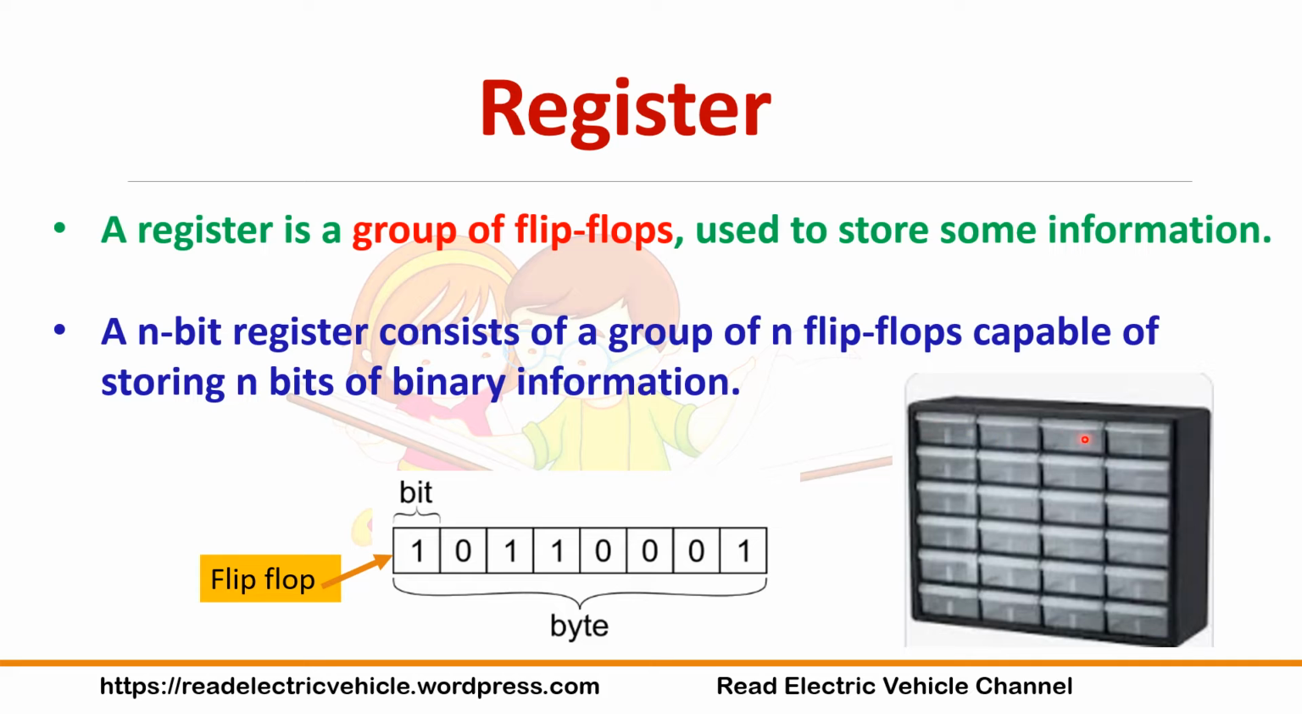Assume each box is a flip-flop. So here n flip-flops are connected together to store some information. Normally we use an 8-bit register, 16-bit, 32-bit, or 64-bit register. So a group of flip-flops will form a register.